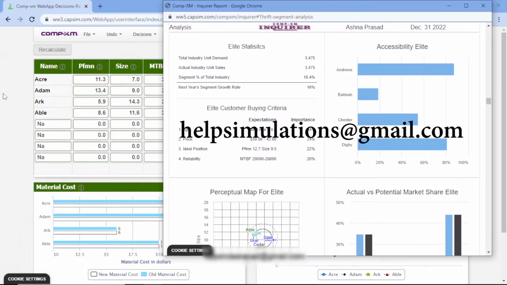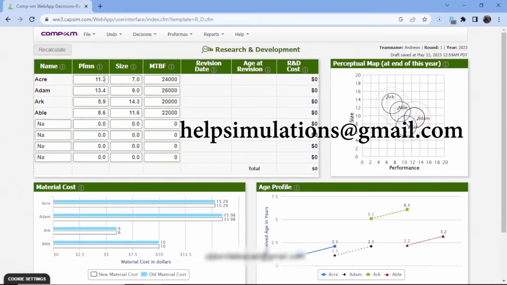So let us make the decisions in my simulation. For Eka, so Eka is in the elite market segment. So here I'll give it 12.2. Then the size, I'll give it 6.2 also. I'll not touch my mean time before failure.